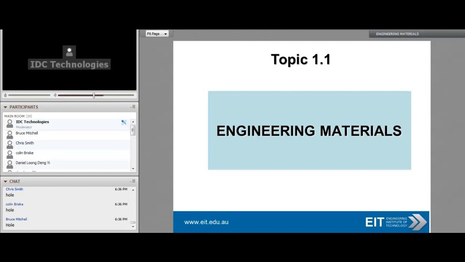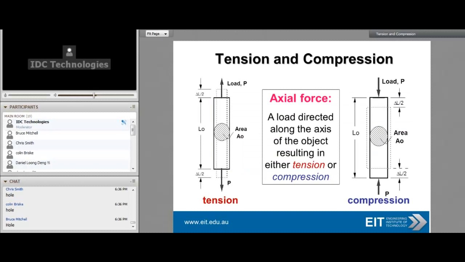Moving on. Let's now discuss engineering materials. And this is important, guys. Engineers need to know how materials behave under different conditions.